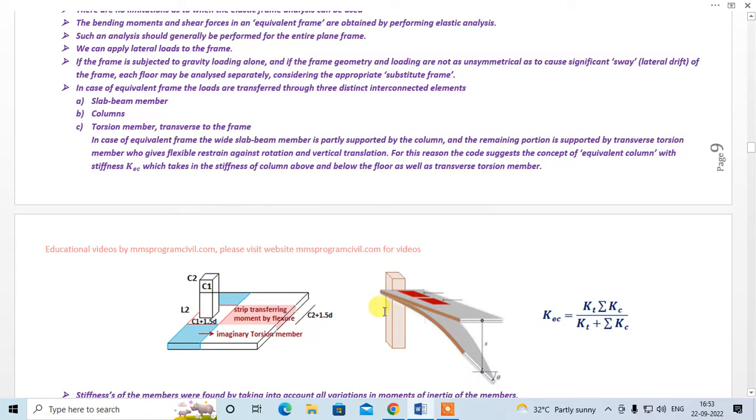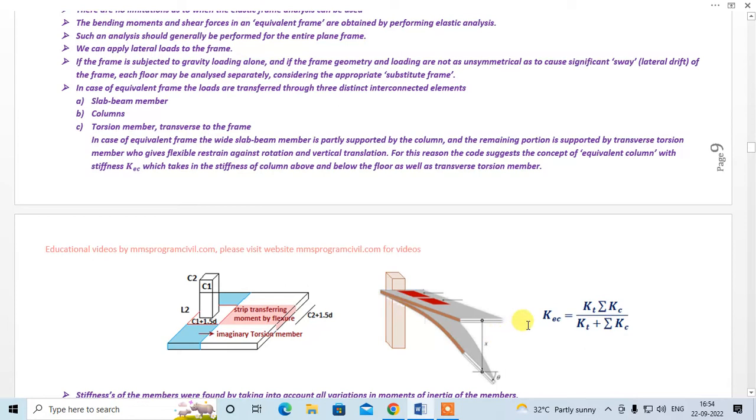So that is why the code says that you cannot take the stiffness of this column as 4EI by L, but you will have to take an equivalent column stiffness, that is KEC, which will take into effect the stiffness of the column above and below the floor, as well as the transverse torsion member. Okay, even the stiffness of this torsion member has to be considered for finding the stiffness of this joint, right?